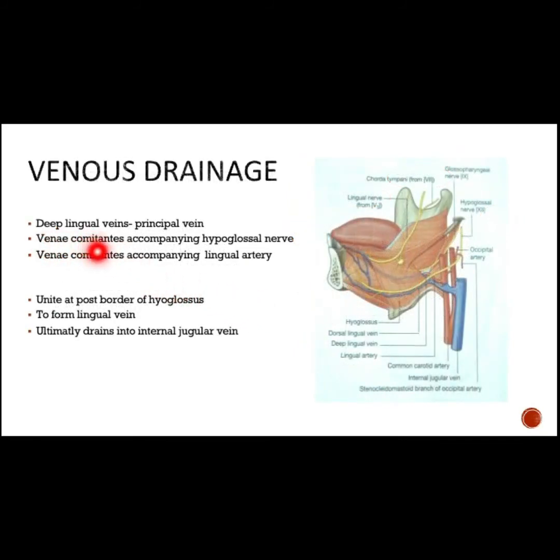Venous drainage is via 3 veins, the most important being the deep lingual vein, the principal vein. The next 2 veins are the venae comitantes accompanying the hypoglossal nerve and the venae comitantes accompanying the lingual artery. Venae comitantes is nothing but a pair of veins along the hypoglossal nerve or the lingual artery. These join together to form the lingual vein, which ultimately drains into the internal jugular vein. This union occurs at the posterior border of the hyoglossus muscle.